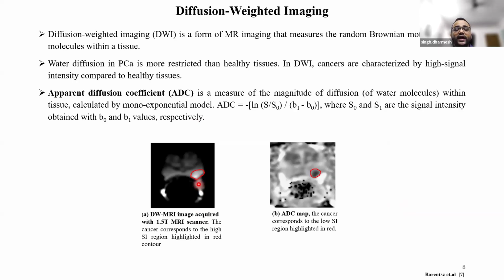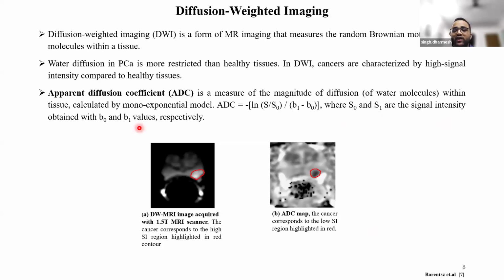The rate of water diffusion is called ADC. ADC is the apparent diffusion coefficient. It measures the magnitude of diffusion within the tissue, and it is calculated by a mono-exponential model, where b is the gradient factor and S1 is the signal intensity.